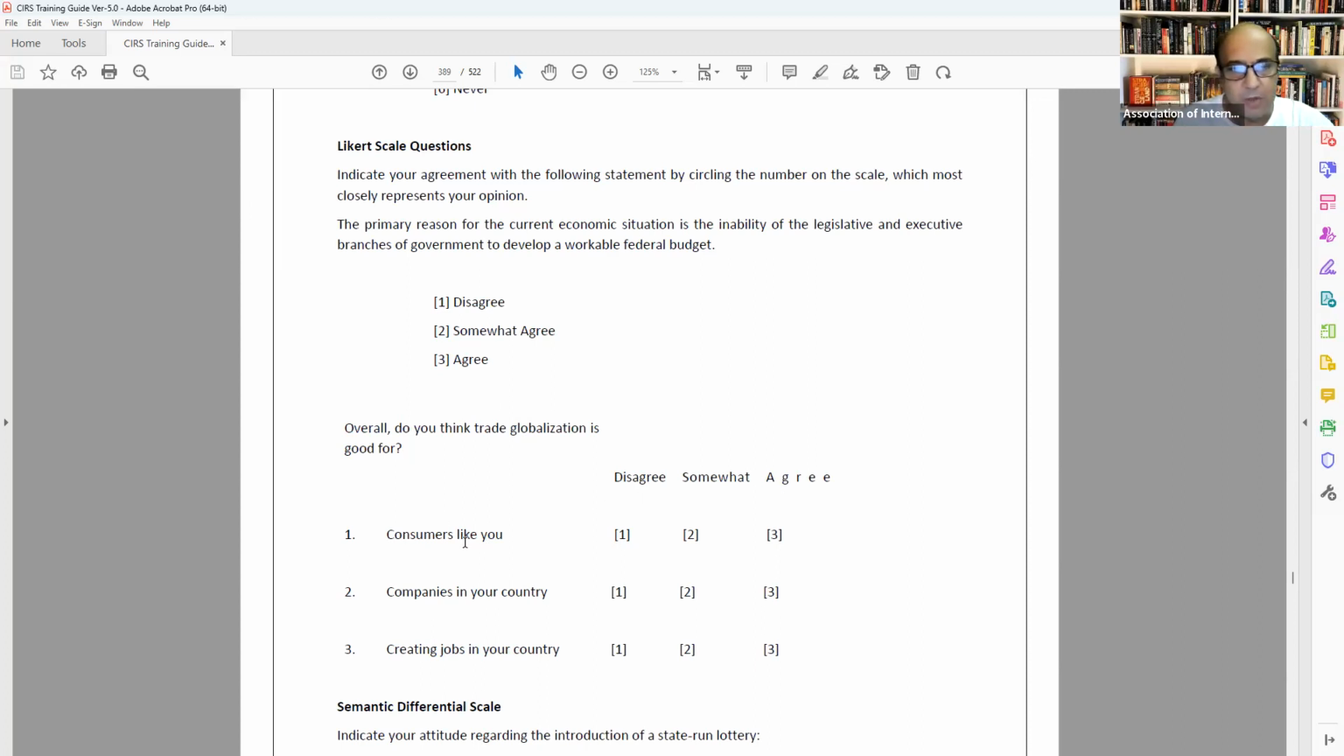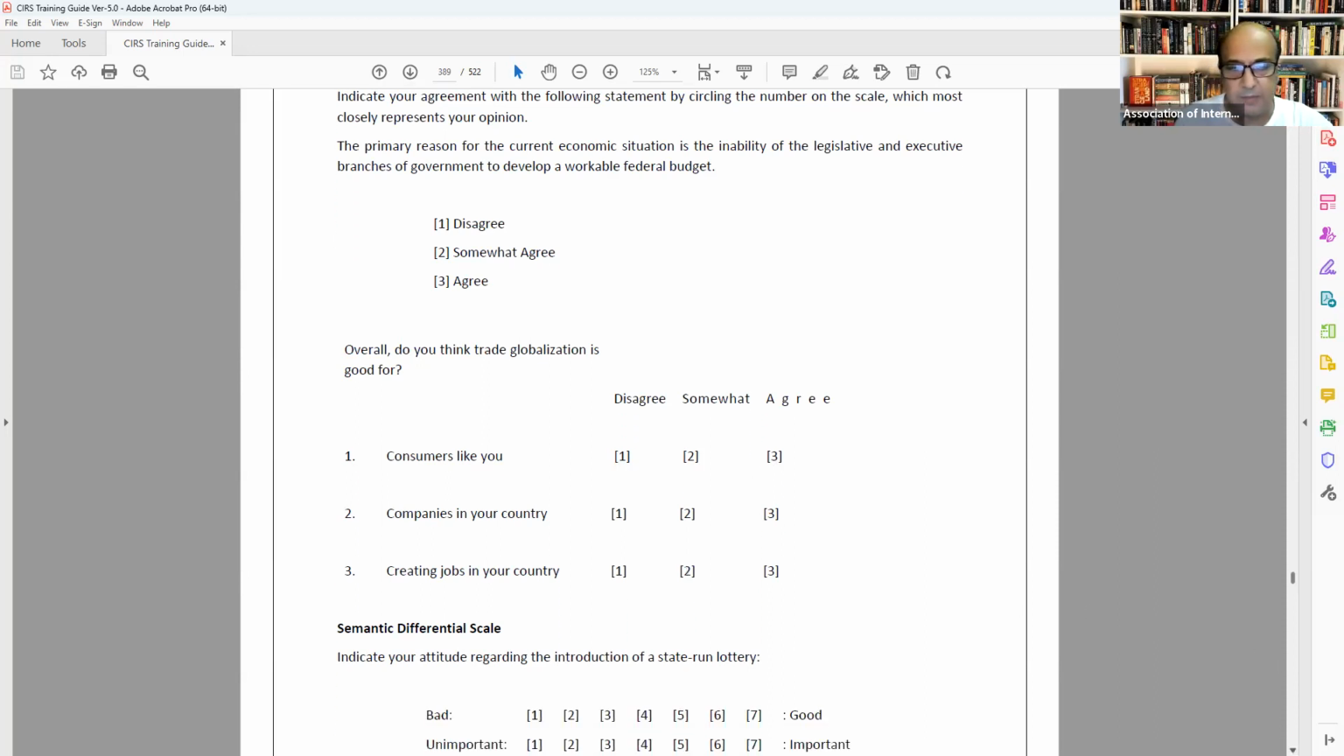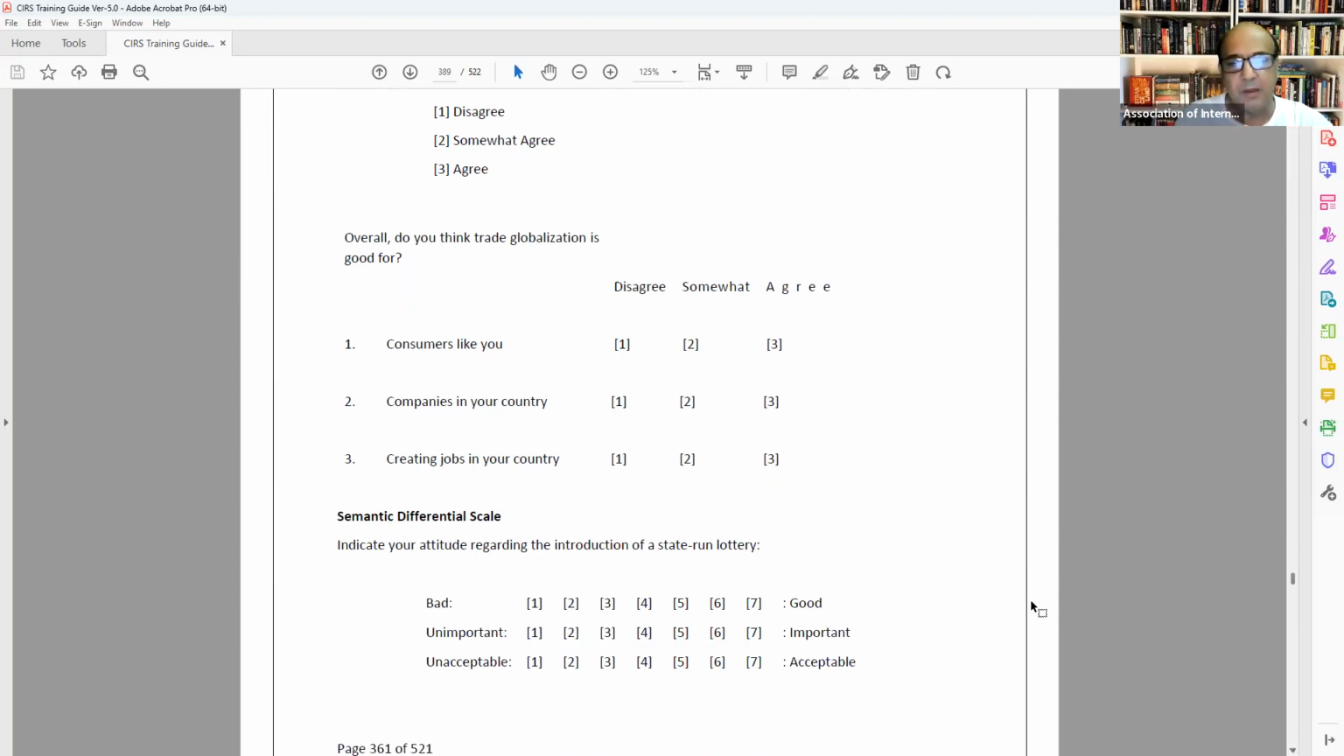So you can make it look like this. Let's suppose consumers, so here overall, do you think trade globalization is good for question mark? And this says agree, somewhat agree, and disagree. Now here you're giving it a number 1, 2, and 3. Now somewhat is 2 here, but you can further rewrite it as consumers like you, companies in your country creating a job. Okay, so agree, somewhat agree. Never mind. I think this is a totally different set of question.